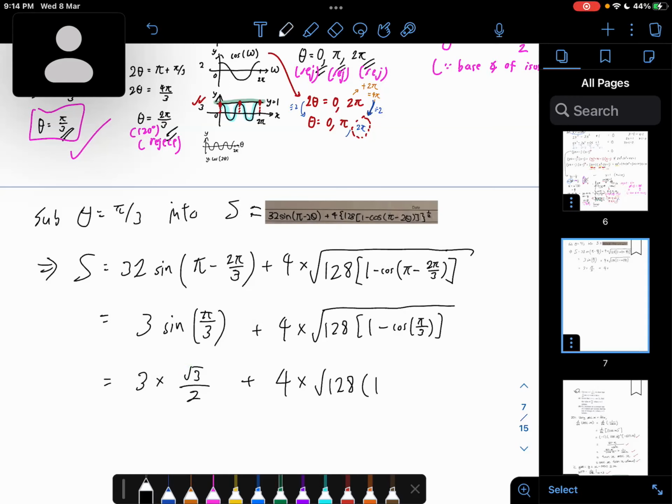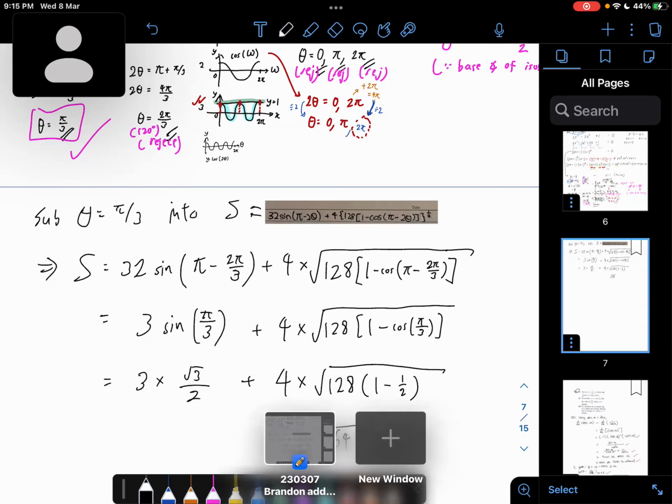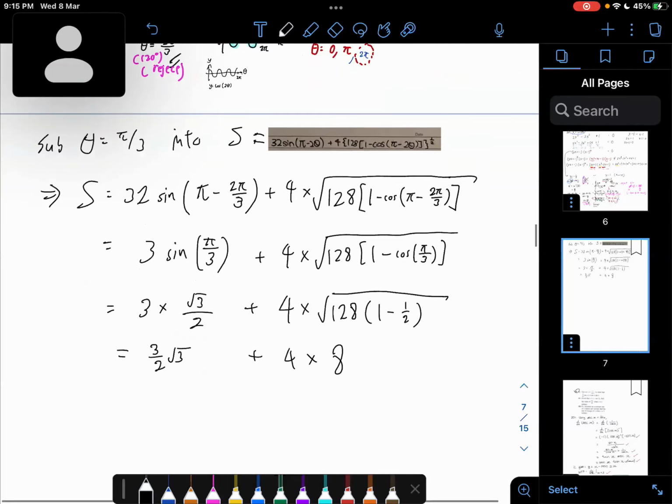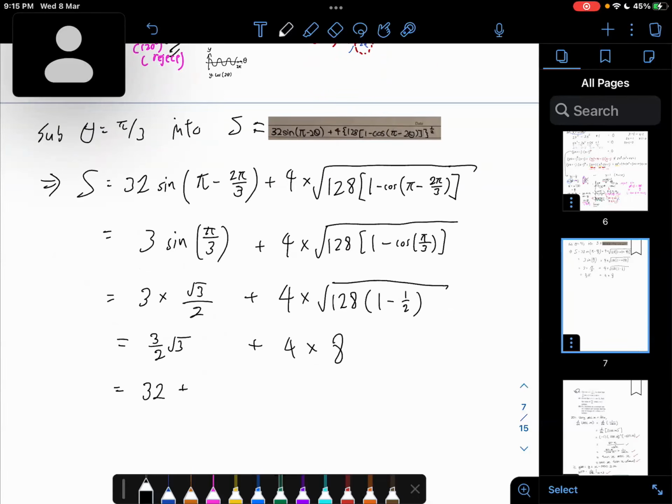So 128 times 1 minus half. 1 minus half is half. 128 times half is 64. So square root 64, I'm just going to take a shortcut and rewrite this as 8. Is it too fast? No. Okay, good. So 3 over 2 root 3 plus 4 times 8. 4 times 8 is 32. So 32 plus 3 over 2 root 3.